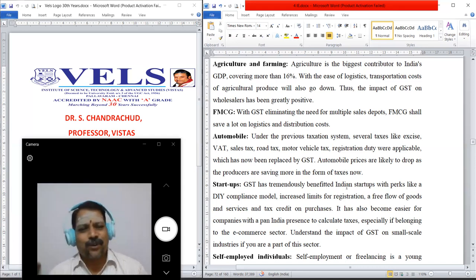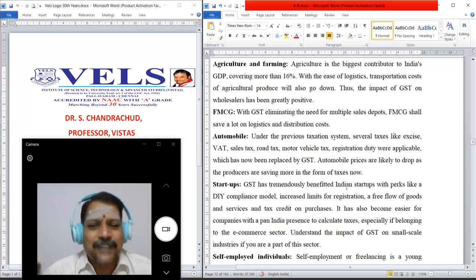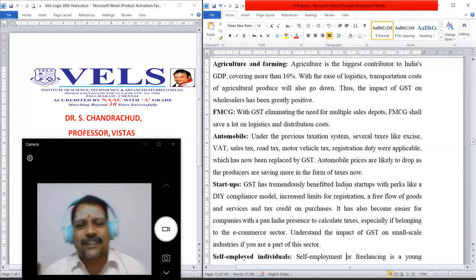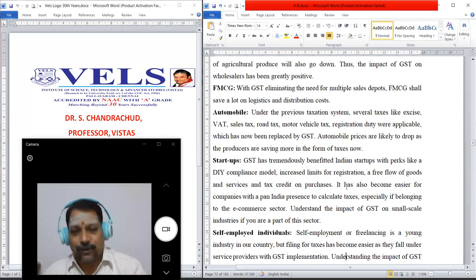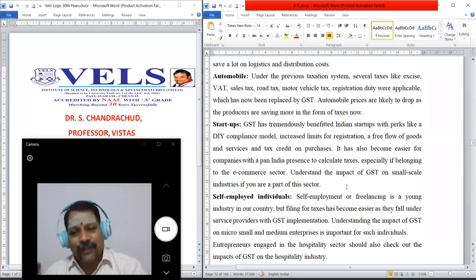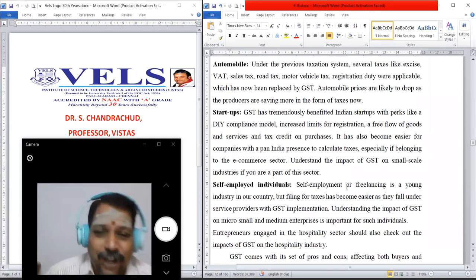So there is no need to pay n number of formalities; they get reduced. The automobile price is likely to drop as the producer is saving more from the taxes now. Then, now let us move to the important topic called startups.